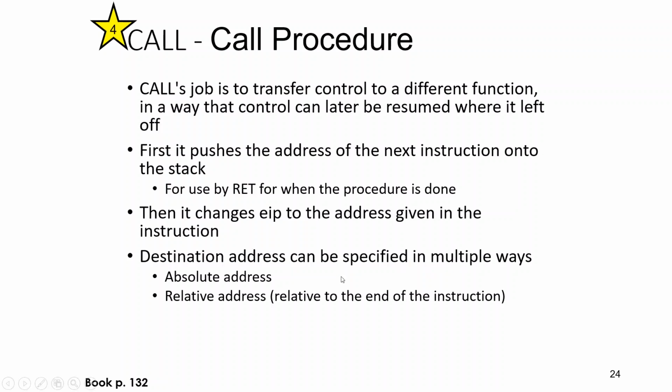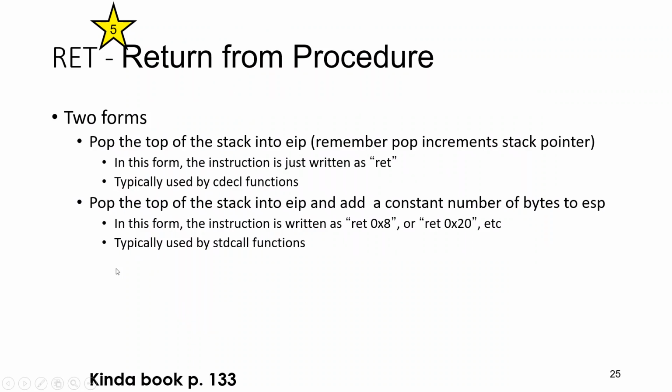The destination can be specified in multiple ways: absolute address or relative address. Absolute address means a normal virtual memory address, and relative address is a relative virtual address. It starts from the image base. The program is loaded at 400000 hex or something, and then you can calculate the relative virtual address. We will see all that stuff.